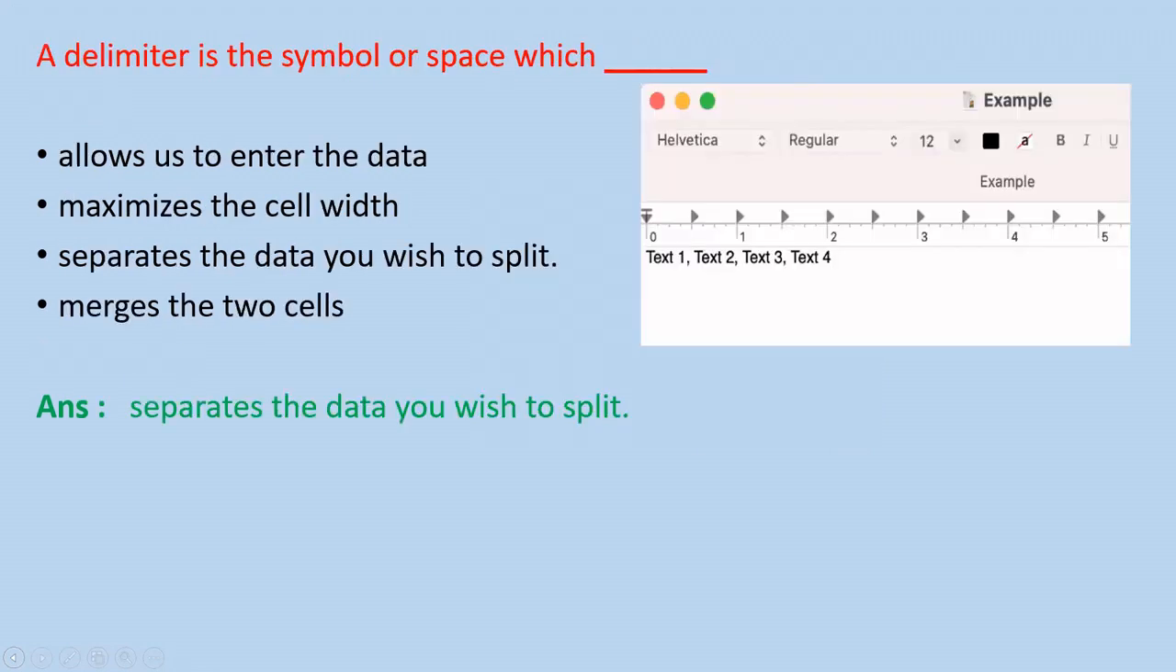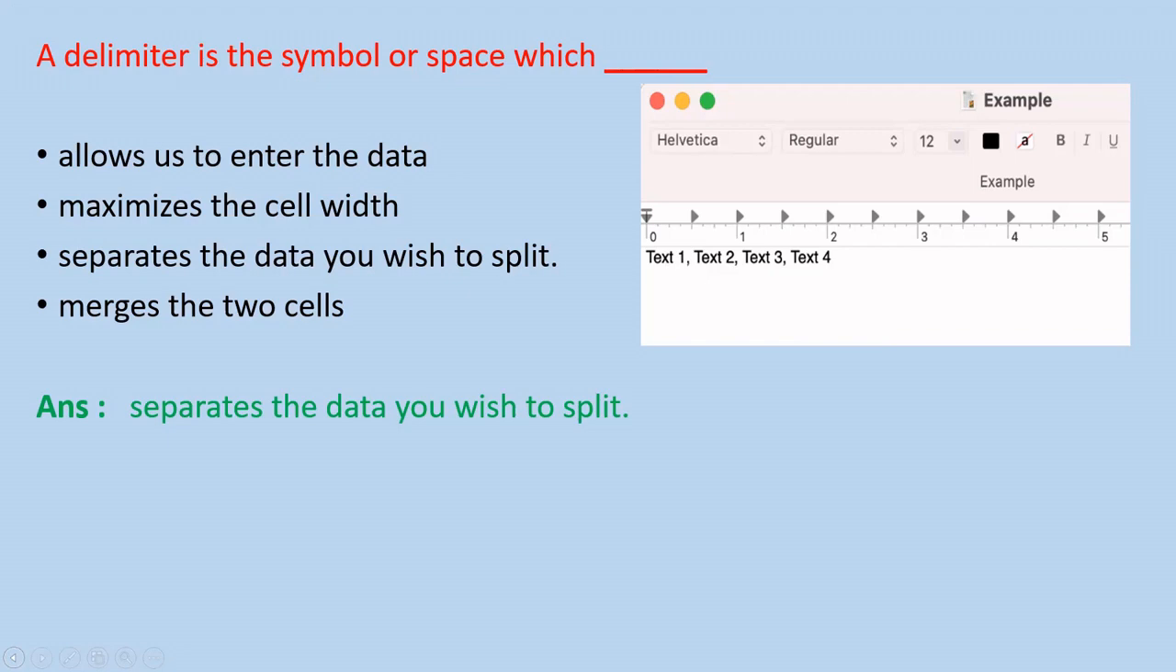This is one of the interesting ones. A delimiter is a symbol or space, what does it do? A delimiter allows us to split the data. In an Excel cell, I have a bigger piece of data. I'm supposed to split that into more than one cell, into more than one column. How do you do that? The word for that is delimiter.